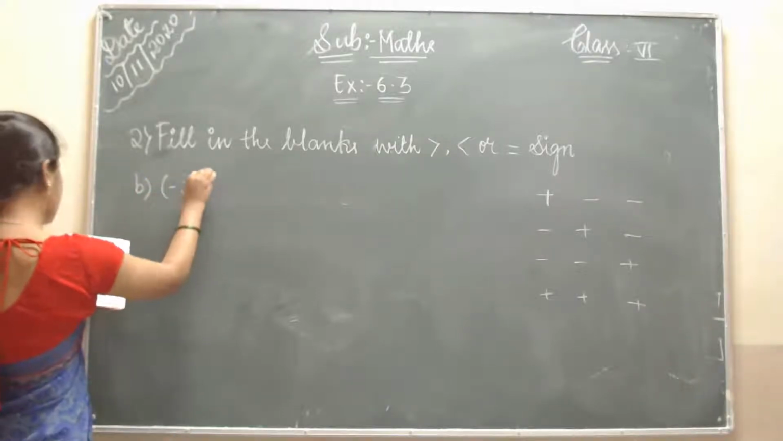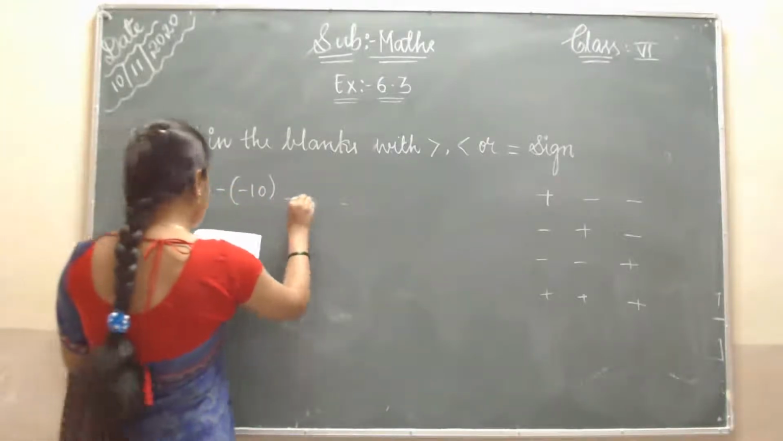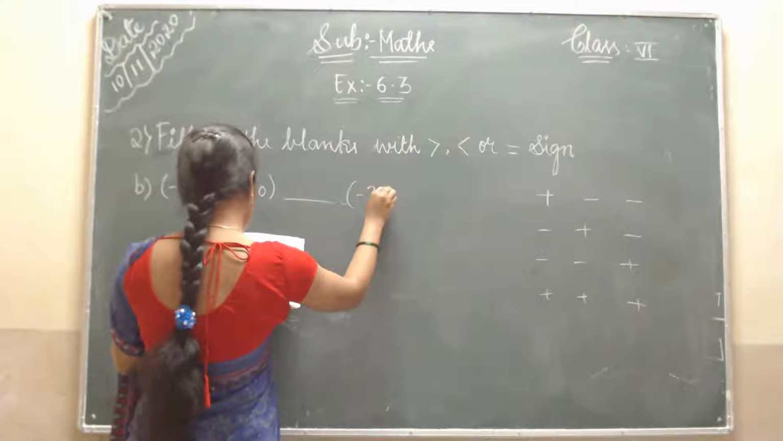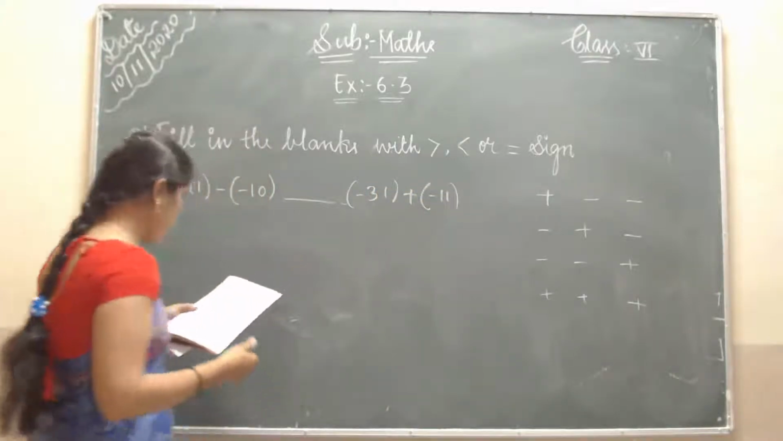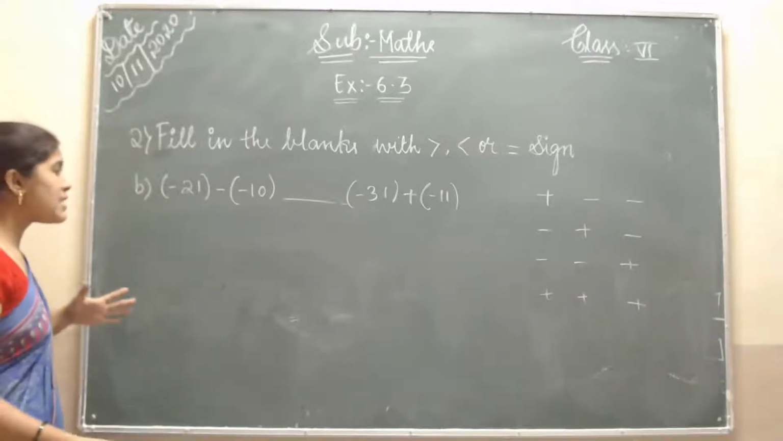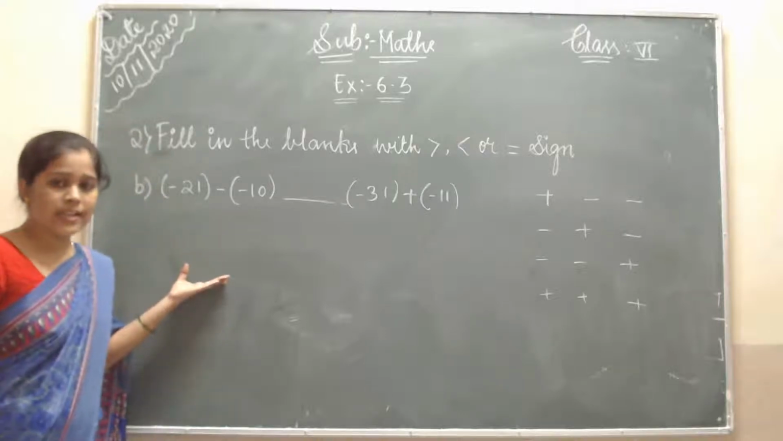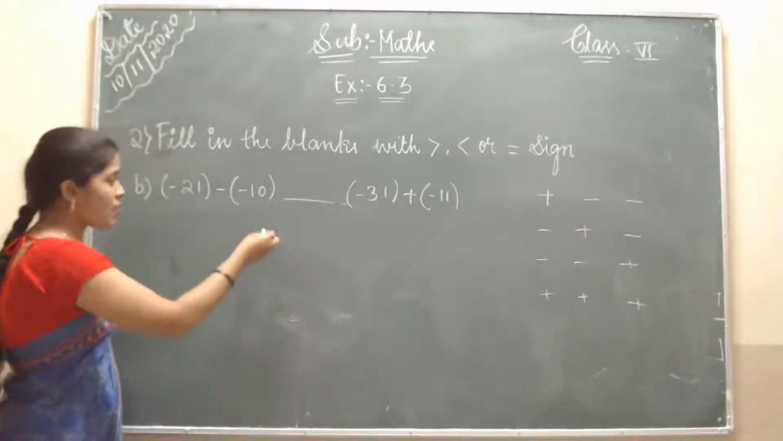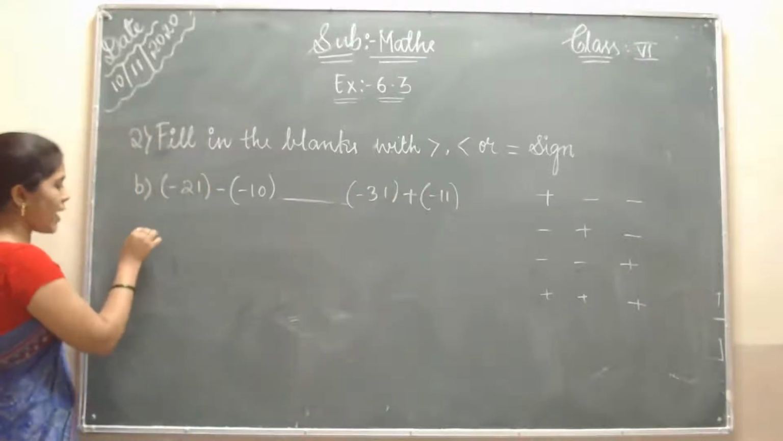Minus 21 minus of minus 10, dash, minus 31 plus of minus 11. So this is the second B part. Here, same as before, we have to solve the LHS side and the RHS side first, and then substitute the sign in this blank. First, remove the brackets.